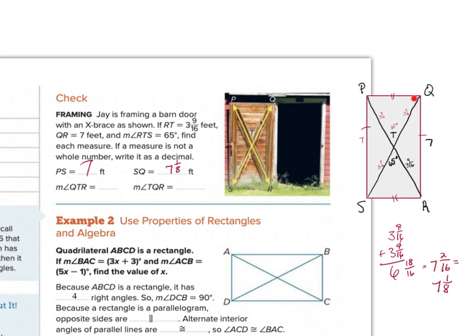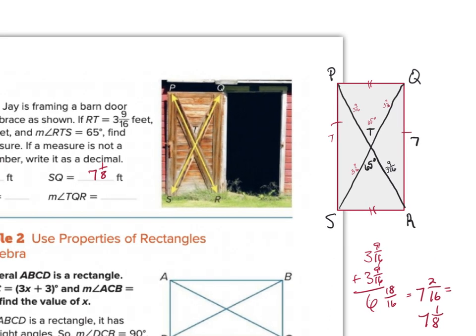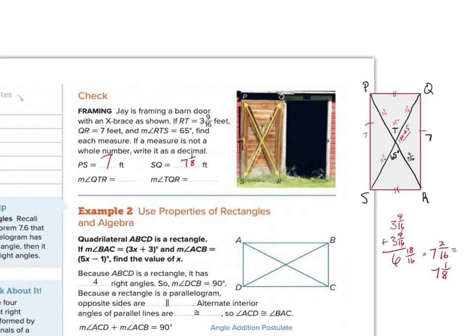Angle QTR. This angle measurement right here, we know is 180 degrees minus 65 because it's a straight line, which turns out that that angle is 115 degrees. And then TQR, this angle measurement right here, we want to find that one.